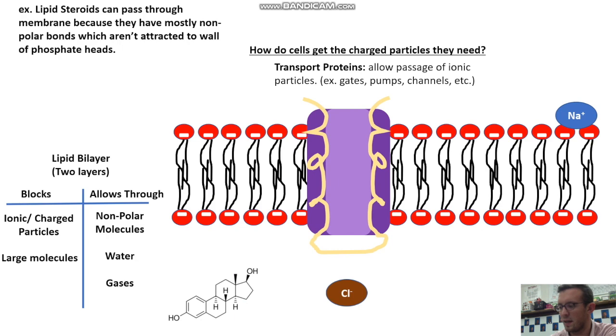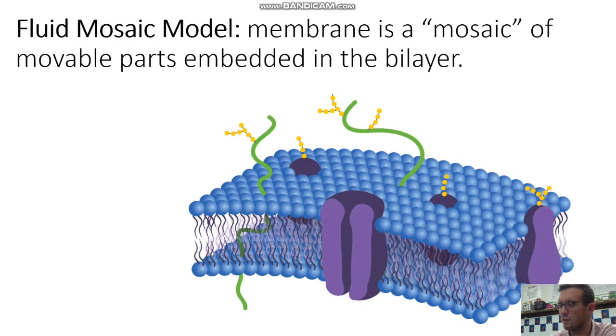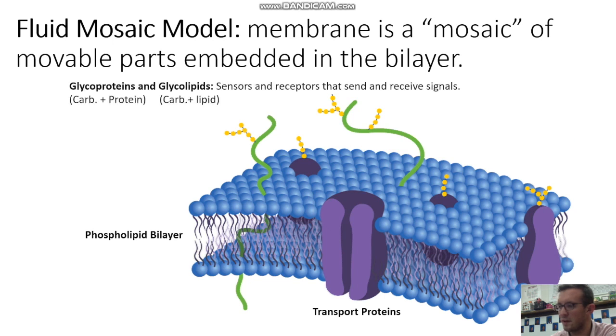For this reason, biologists describe the cell membrane as a fluid mosaic model. That is, the membrane is a mosaic of different movable parts that are embedded in the lipid bilayer. So there's the phospholipid bilayer, there's the transport proteins, and then you'll see these tail-looking things extending off of the bilayer. Those are glycoproteins and glycolipids, which serve as sensors and receptors that can send and receive signals to other cells.